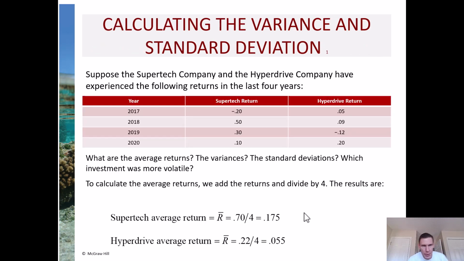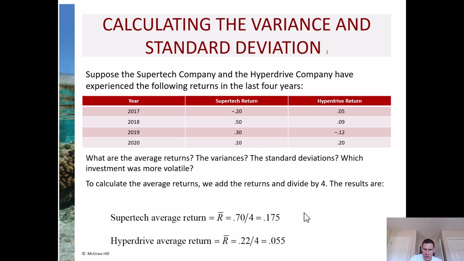So let's take a look. Suppose the Supertech company and the Hyperdrive company have experienced the following returns in the last 4 years. We've got the Supertech returns, and then in the middle column we've got the Hyperdrive returns and in the right-hand column. So the question is, what are the average returns? What are the variances? What about the standard deviations? Which investment was more volatile?